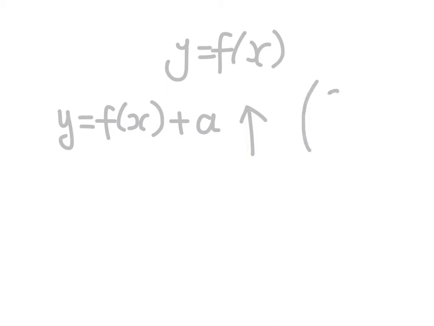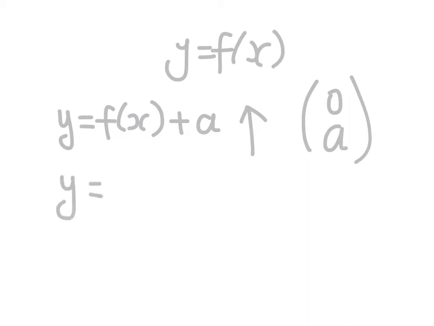Now, the first one is if you add a constant, okay, and the effect of adding a constant moves it up the y-axis. So it moves the whole function through the vector 0, a. So you just think you're picking up that function and moving it, say, 3 up or 5 up. Obviously, if it's negative, you're moving it down.